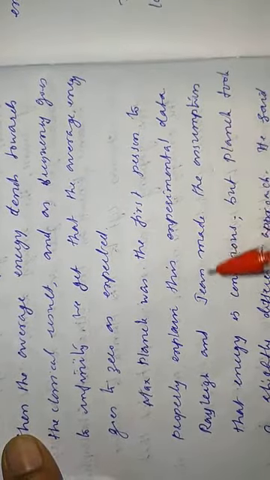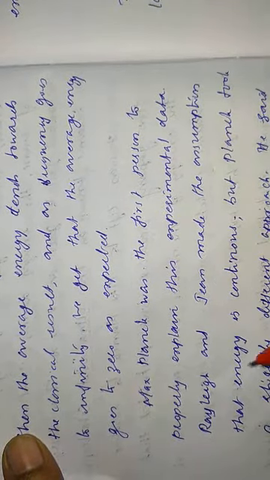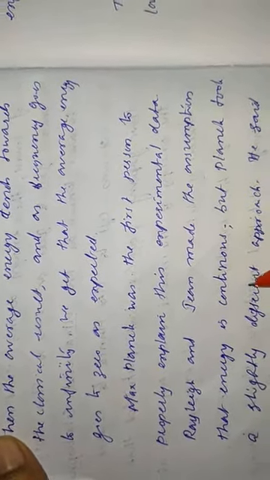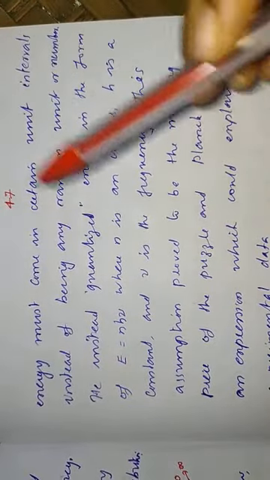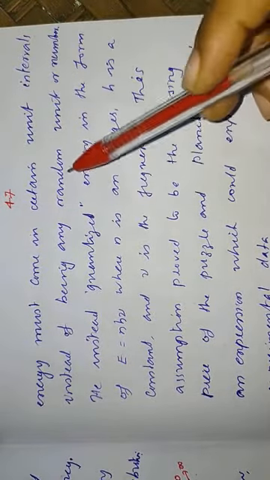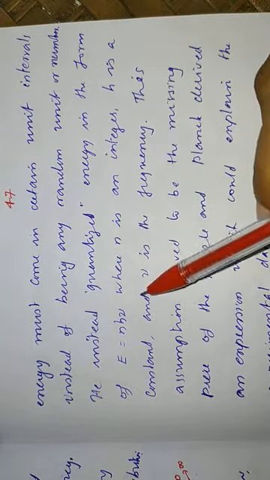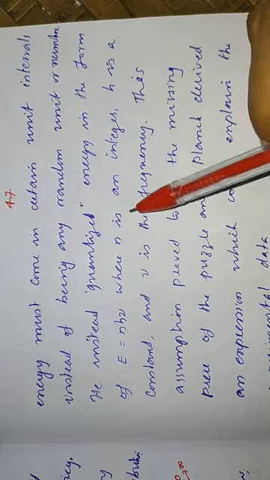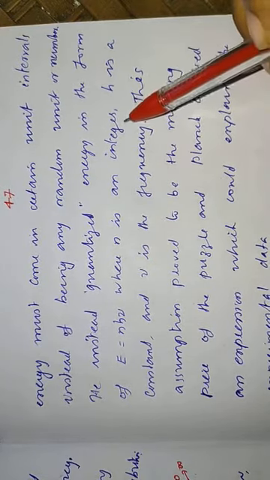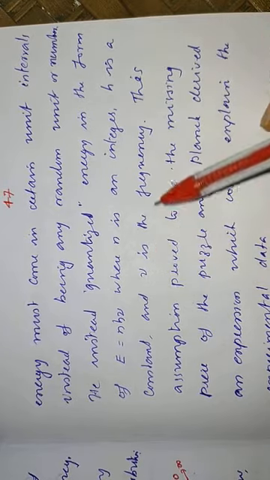Max Planck was the first person to properly explain this experimental data. Rayleigh and Jeans made the assumption that energy is continuous, but Planck took a slightly different approach. He said energy must come in unit intervals instead of being any random number. He instead quantized energy in the form E equals n h nu, where n is an integer, h is a constant, and nu is the frequency.